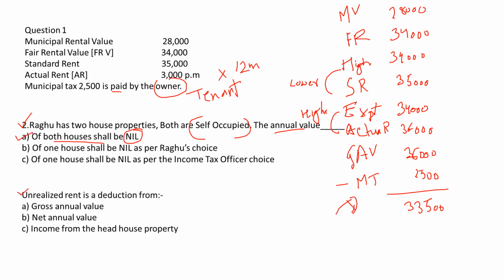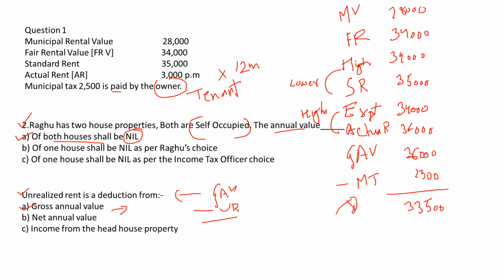Next question. Unrealized rent is a deduction from which value? It is always deducted from the gross annual value, or we can deduct it from the actual rent also. So GAV minus the unrealized rent amount. So this is the question which is being asked.